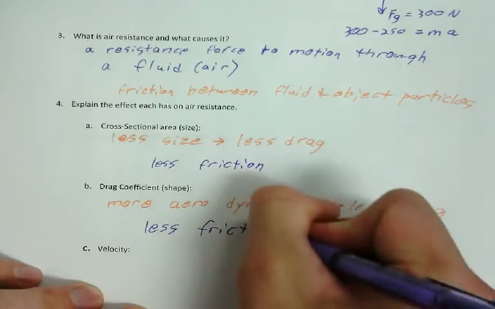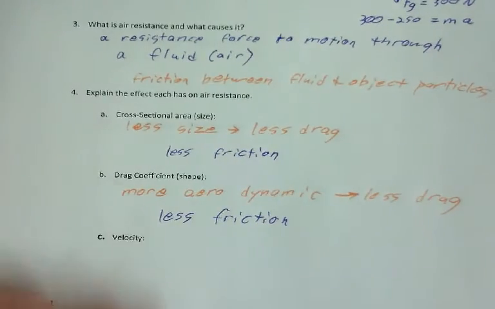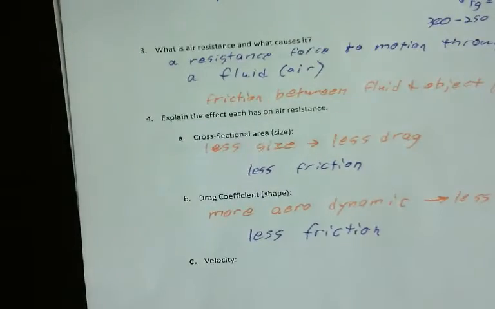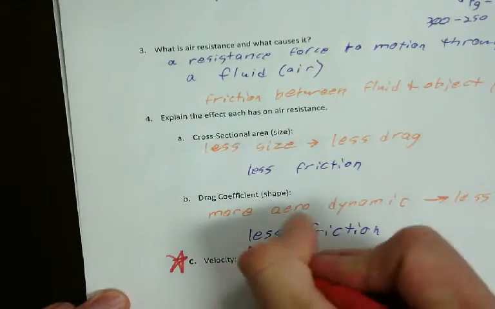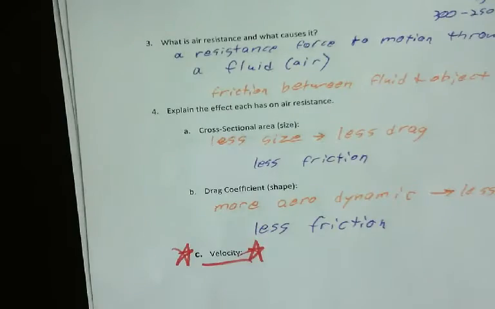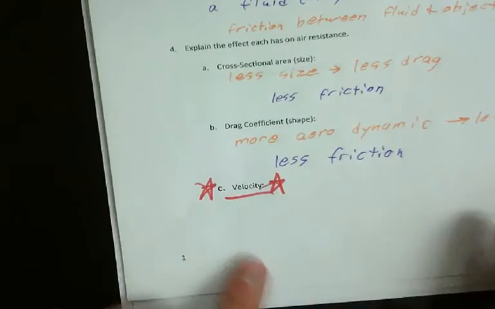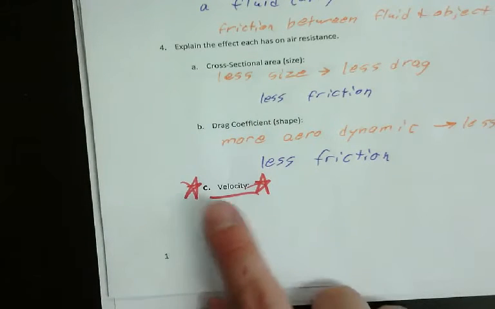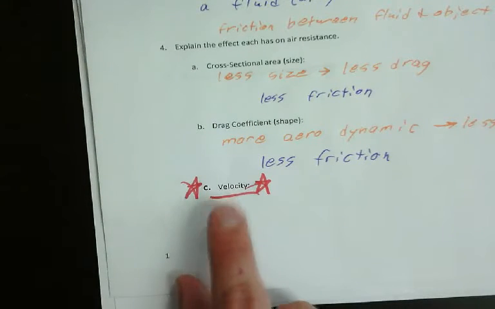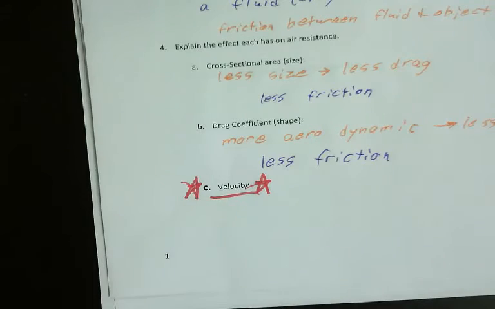But as I mentioned, one of these is not like the other. And the one that is not like the other is ding, ding, ding, the heavyweight champion of the world, velocity. Velocity is the one that matters the most, like by a ton. These other things help, but this is the one that matters. And the reason why this is the one that matters is this is the one that changes.